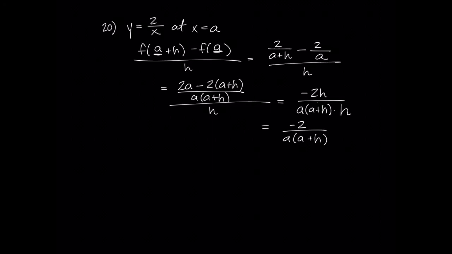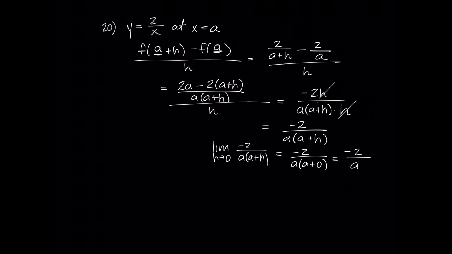What do we cancel? We cancel this h and that h. Okay? So now we are able to plug in 0 for h, because we want h to approach 0 in order for us to get the actual slope. So we have negative 2 over a times a plus 0, which is negative 2 over a squared. What does this expression give us? This expression right here gives us the slope of the tangent line to this curve at x equals a.